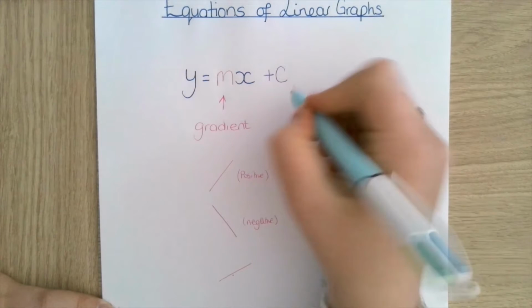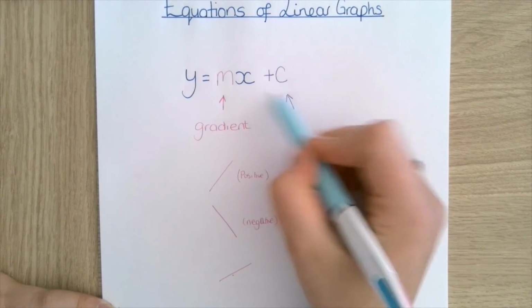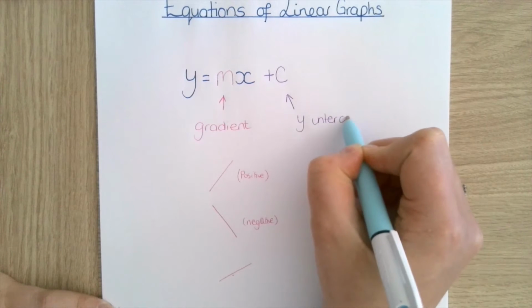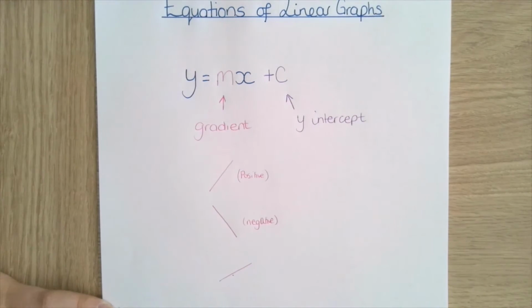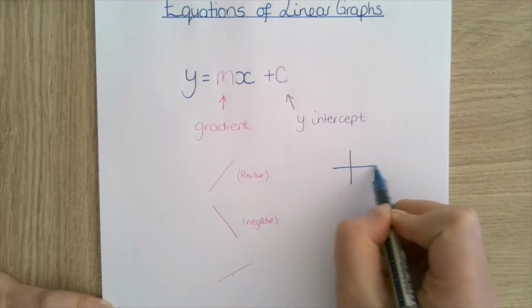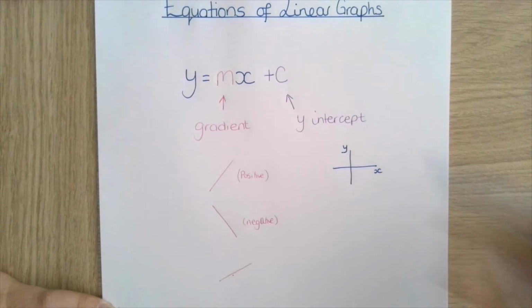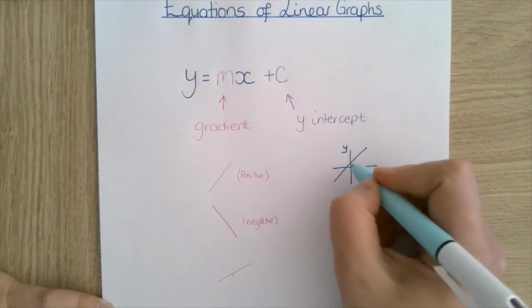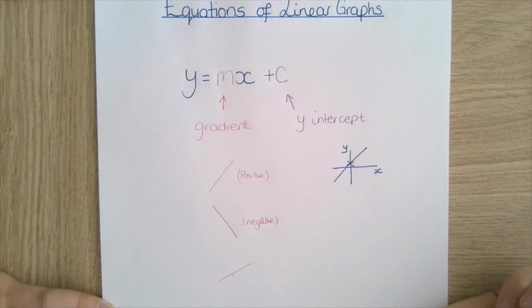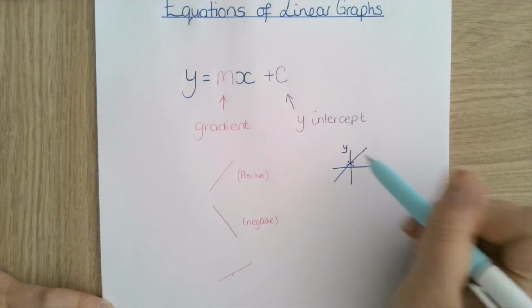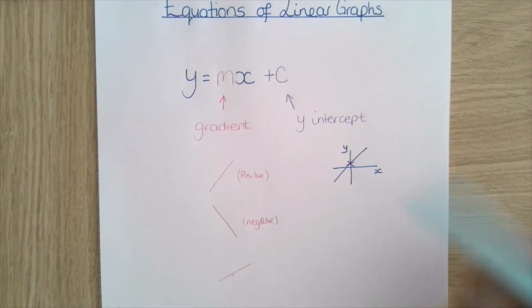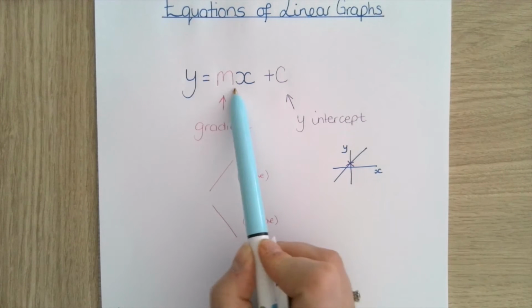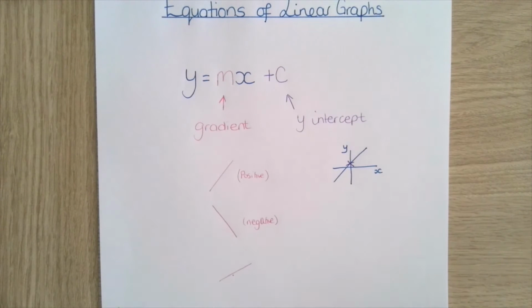The plus c bit on the end, or the number that's on its own, is called the y-intercept. And that is where the graph crosses the y-axis. So we've got x and y here. If I've got the equation here, this is going to be my y-intercept. It's the point where it crosses the y-axis. So the way to know this is the gradient is always the number that is with the x. The y-intercept is the number that is on its own.